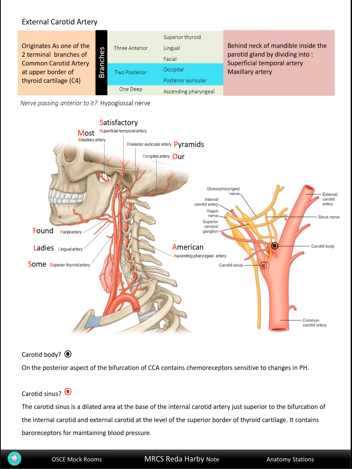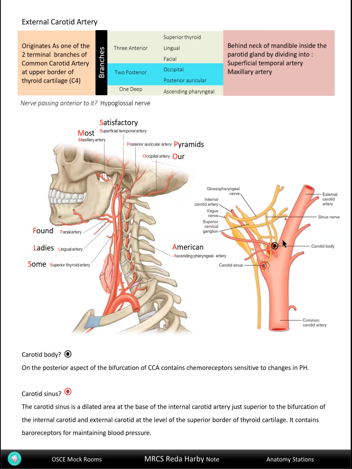Where is the carotid body? The carotid body is located posterior to the bifurcation of the common carotid artery, and it responds to pH because it has chemoreceptors. So BBB: body posterior bifurcation of CCA.